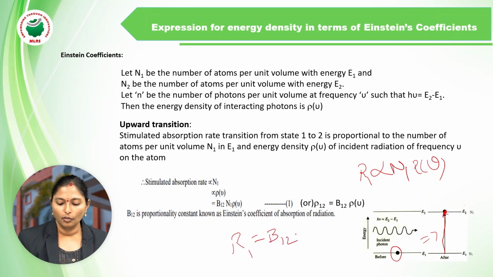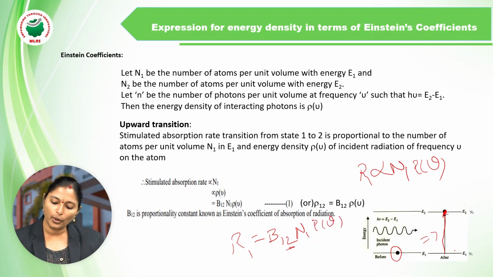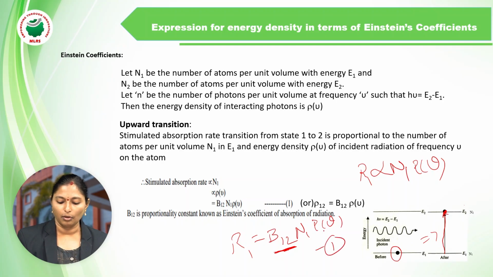That constant we are going to represent as B12. Why 12? The transition is going to occur from the first level to the second level, not the second level to the first level. That's why B12. This B12 we are going to call the Einstein coefficient of absorption. This we can call equation 1. Okay, so next, the Einstein coefficient.